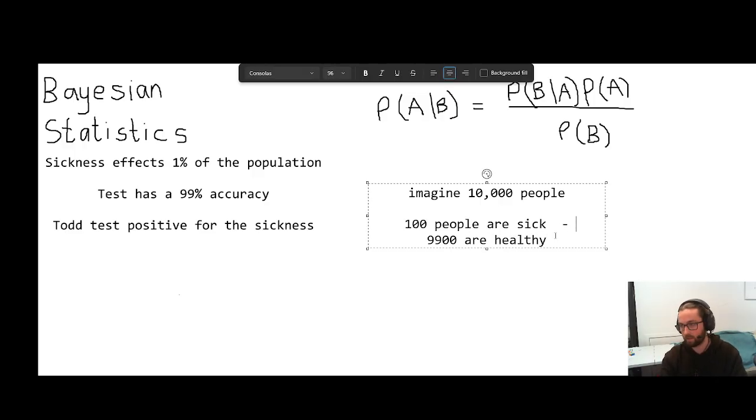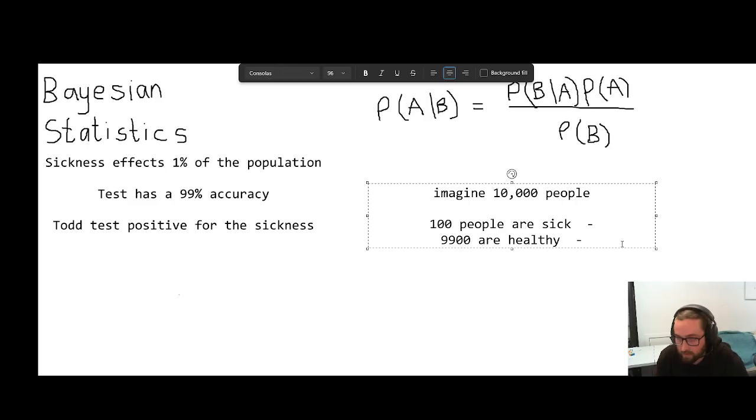Now, let's say everyone gets tested. Of the 100 sick people, how many of them are going to test positive? Well, it's got a 99% accuracy, so we're going to have 99 positive results. Now, for the 9,900 people who are healthy, they all test, and 99% of them have an accurate result, which means that 1% of them get the wrong result. So what's 1% of them? Well, it's 99. So 99 people get the wrong result, which in this case would be positive, because they should be testing negative. So 99 of them will test positive.